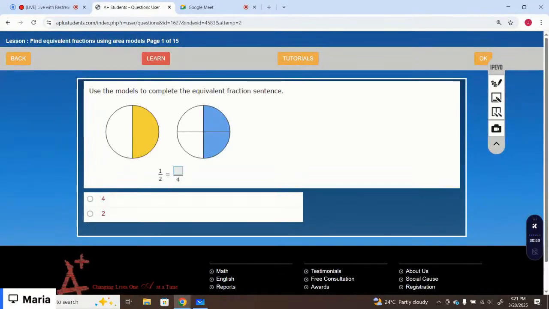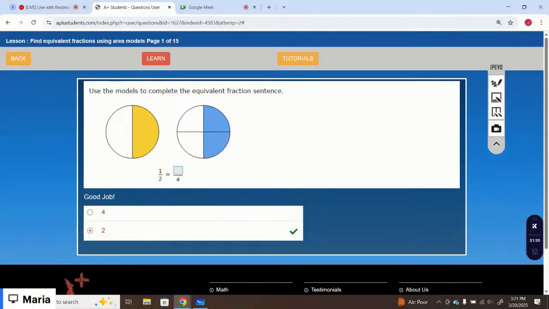Use the models to complete the equivalent fraction sentence. 1 by 2 equals, that is 2 out of 4. You can see the shape has 2 portions colored out of 4, so that is 2 out of 4.